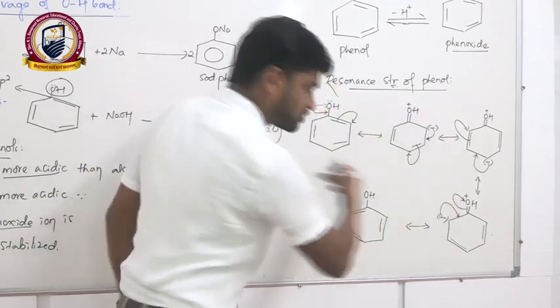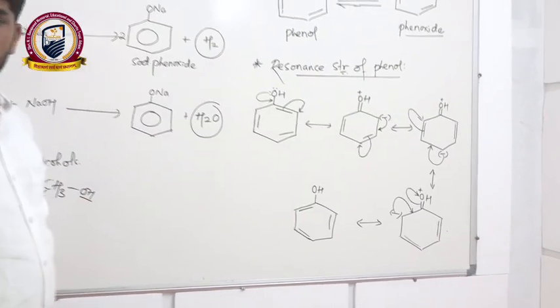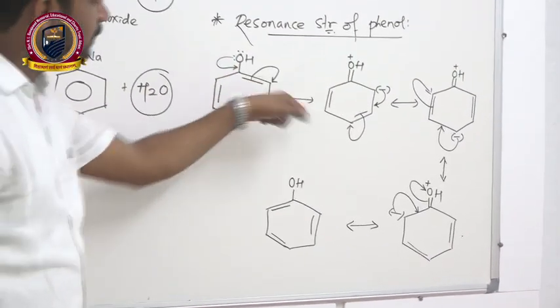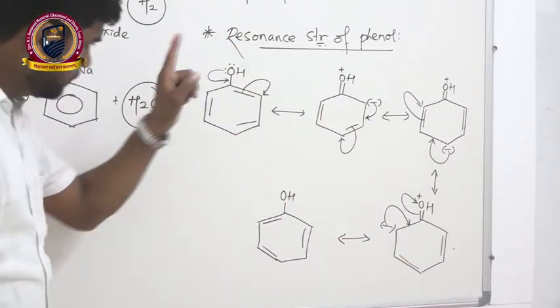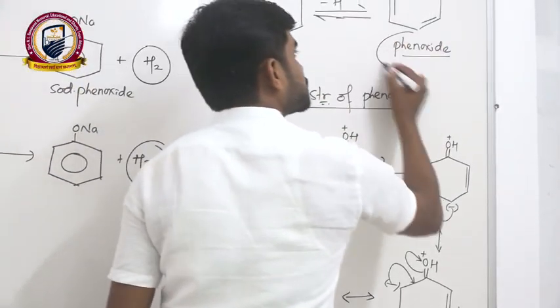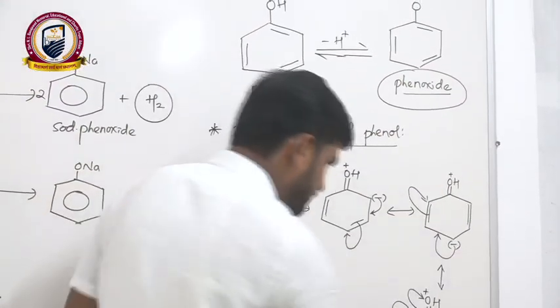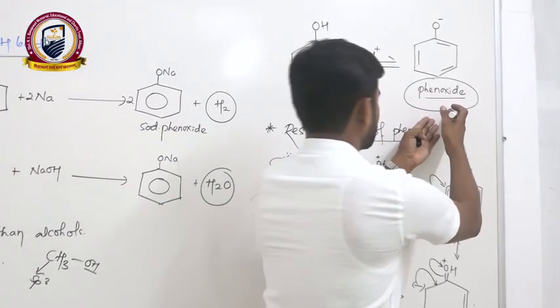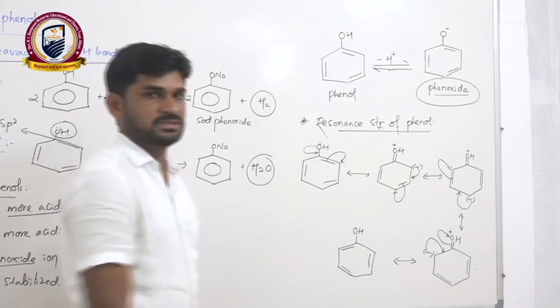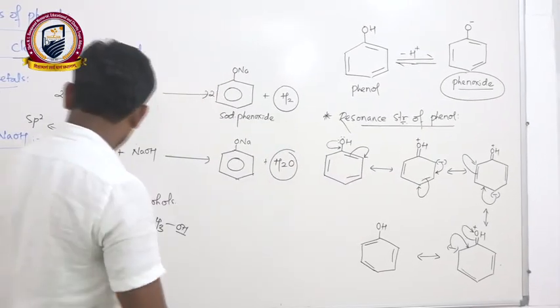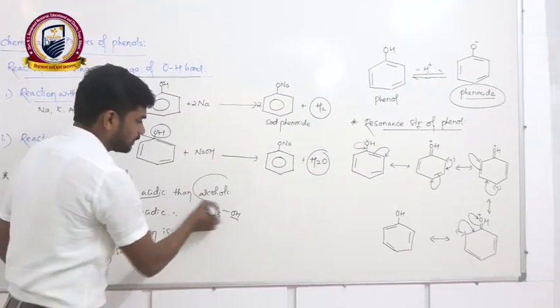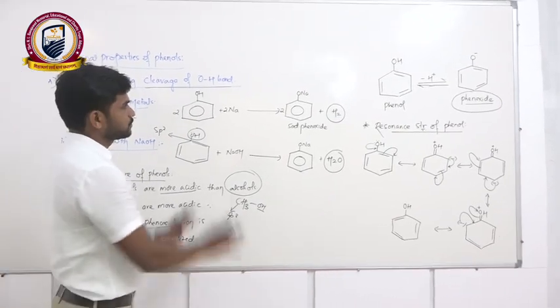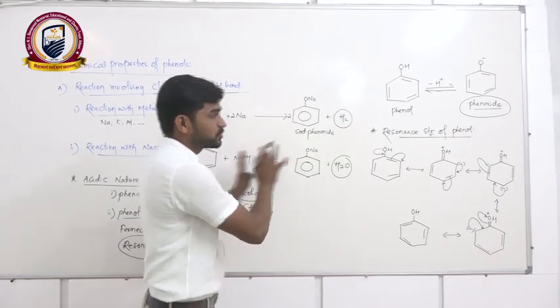So when we look at the structures, the lone pair of electrons on the oxygen atom is taking part in resonance. Similarly, when you write the resonance structures of the phenoxide ion, you can have the same structures, which means that phenol as well as phenoxide ions are resonance stabilized. If they are resonance stabilized, therefore they are more acidic compared to alcohols, right? So this is all about the acidic nature of phenols.